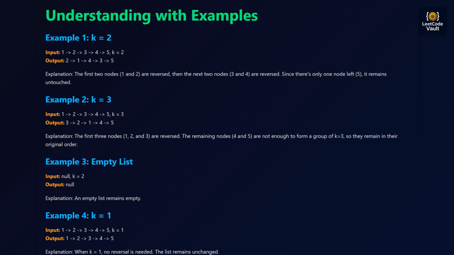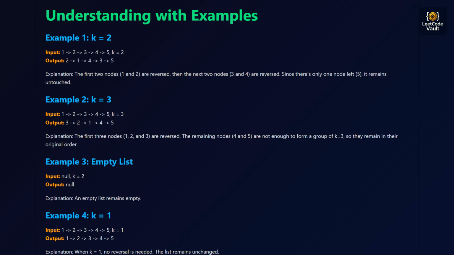Now let's consider another example. 1, 2, 3, 4, 5, 6 with k equals 3. Here we'll reverse groups of 3. 3, 2, 1, 6, 5, 4. Notice that the last group, which doesn't have enough nodes to make a full group of 3, is left unchanged.